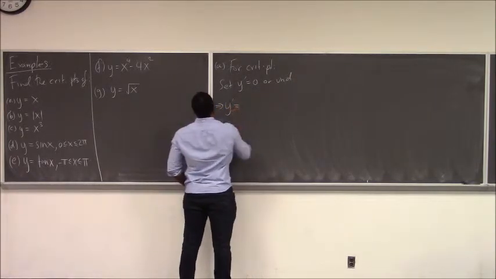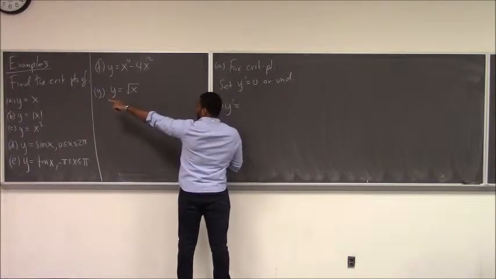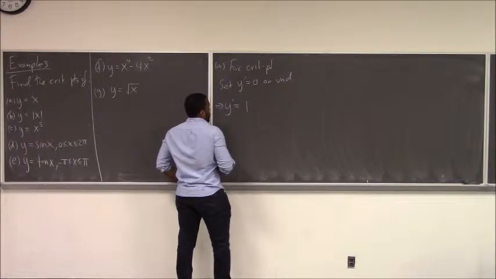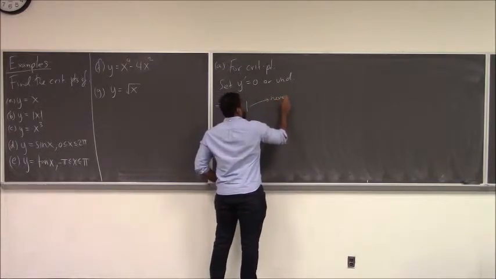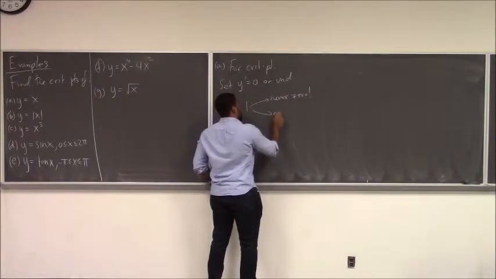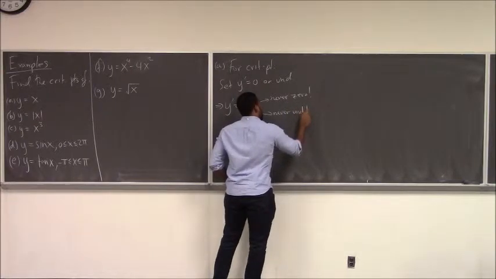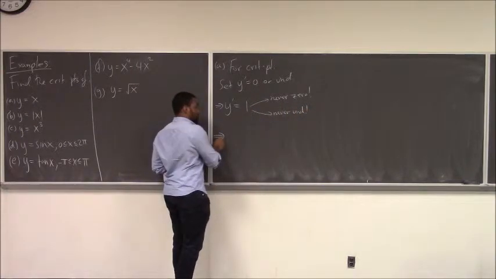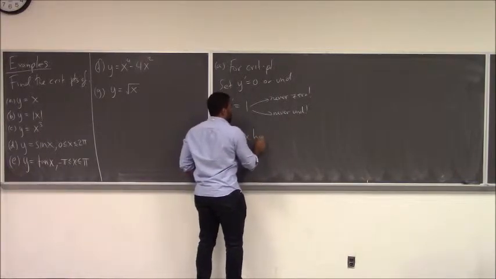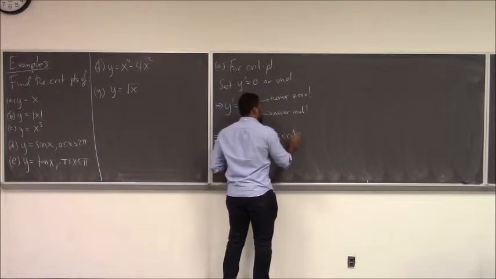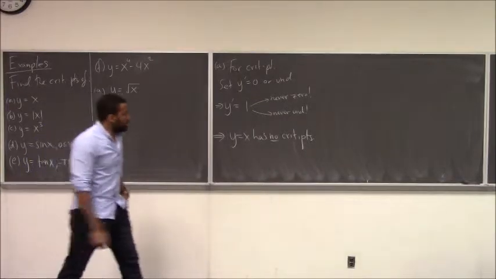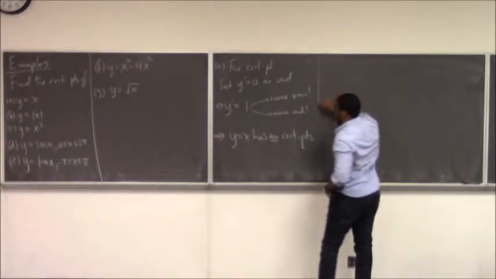Now, y prime is, for that guy, 1. Right? So now you'll realize this guy is never 0. It's always 1. It's also never undefined. Conclusions: no critical points. Y equals x has no critical points. Just because they're a thing doesn't mean everyone has to have them, right? So here's an example of a function that has no critical points.